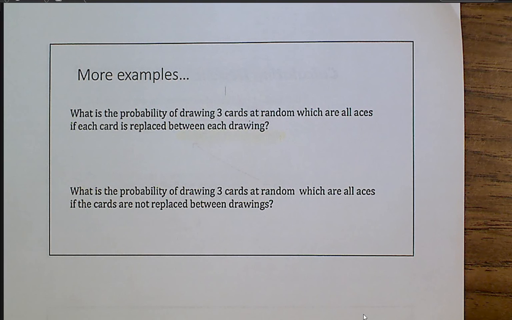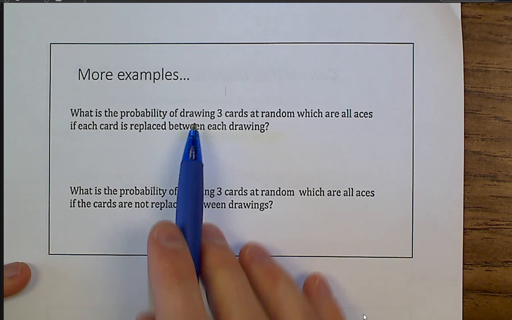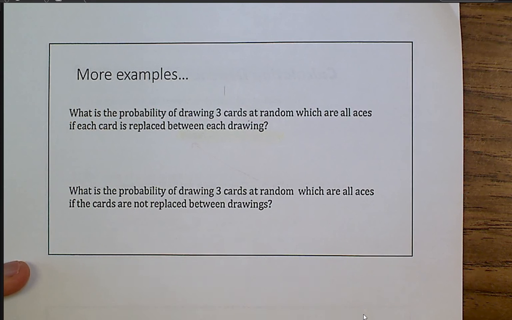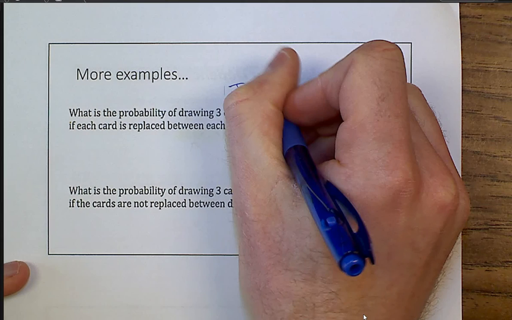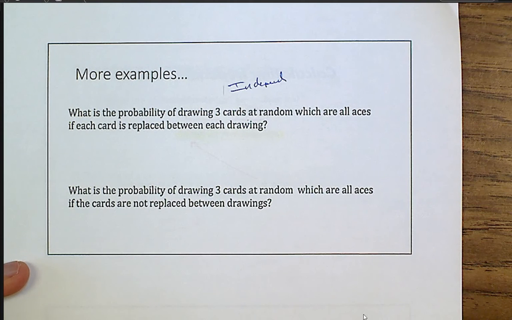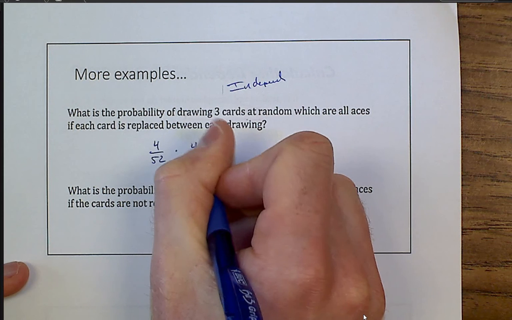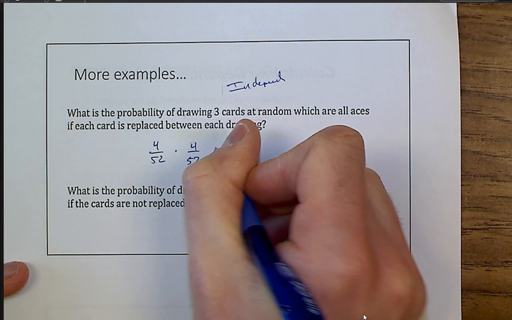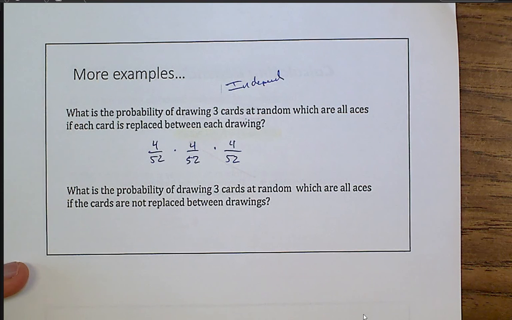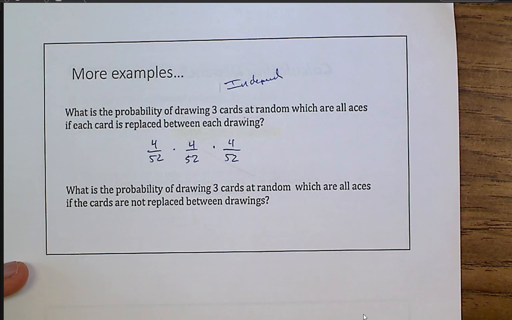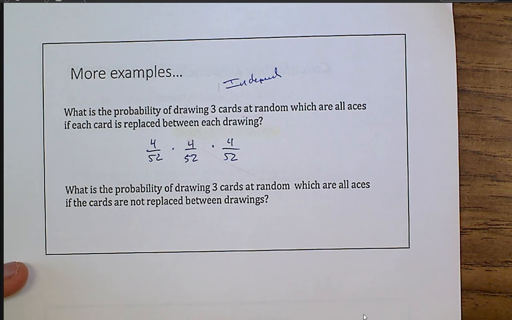All right, so the first thing I always do when I'm doing these examples is to figure out, is it independent or dependent? What is the probability of drawing 3 cards at random, which are all aces, if each card is replaced between each drawing? That's going to be independent, right? The cards are replaced. So 3 straight aces would be 4 out of 52. The card's replaced, so it's still 4 out of 52. The card is replaced again, 4 out of 52. You're always drawing out of a pool of 52 cards. There's always going to be 4 aces, because even if you pull the first ace and you replace it, there's 4 back in there.